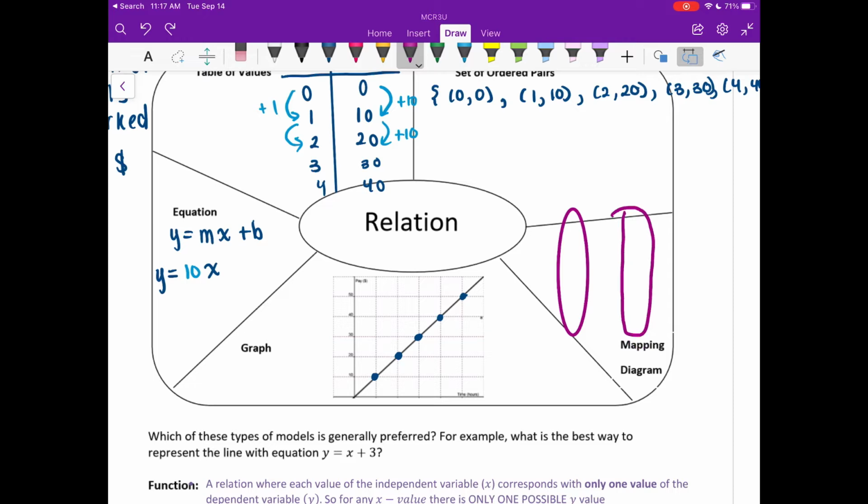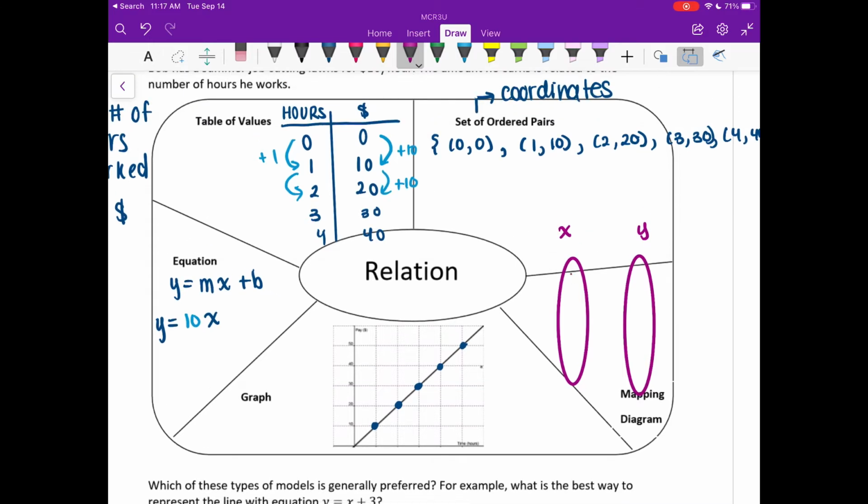And the last thing we're going to go over is mapping diagrams. Mapping diagrams, super easy. You just make two ovals, right? And then you have your x coordinates and your y coordinates, right? And you say, okay, let's go fill in all my x's. So 0, 1, 2, 3, 4.